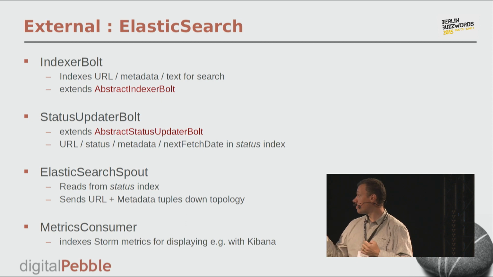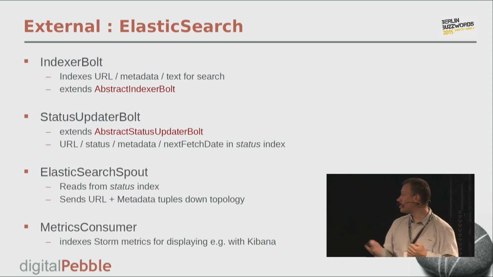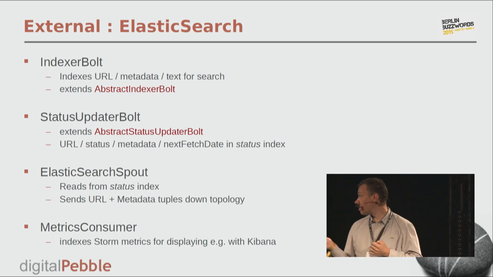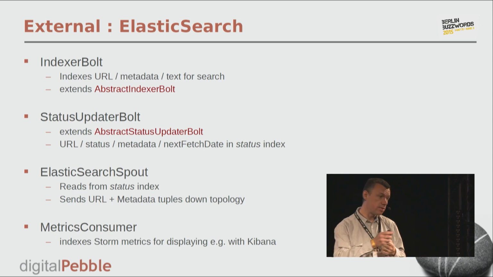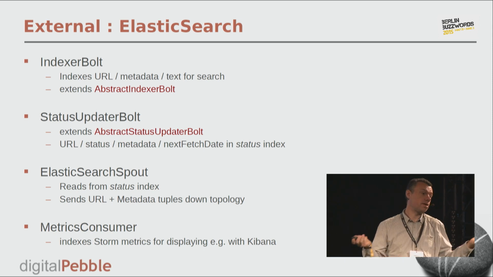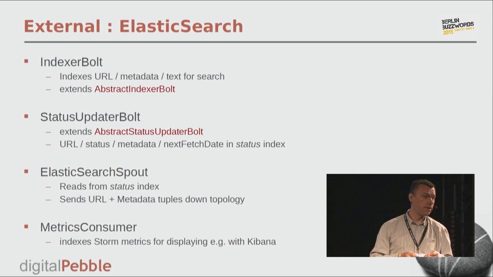And there's also one thing I really like, which is the metrics consumer. So Storm can generate metrics, has a nice API for that. And this class allows you to send the metrics to Elasticsearch. So then you can use Kibana, for instance, to display the metrics of your crawler. So you can see the pages per second and so on.